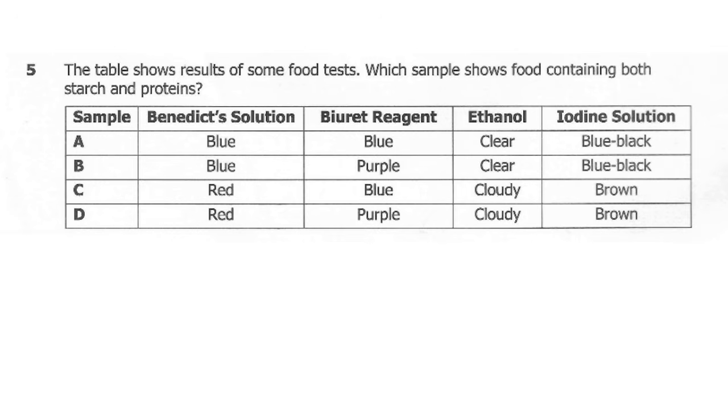Biuret reagent, blue. Ethanol, cloudy. Iodine solution, brown. Sample D: Benedict solution, red. Biuret reagent, purple. Ethanol, cloudy. Iodine solution, brown. So which food sample here contains both starch and the protein? Is it A, B, C, or D? Drop your answers in the comment section.